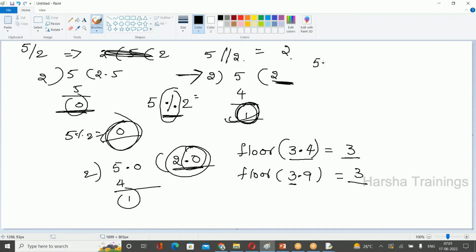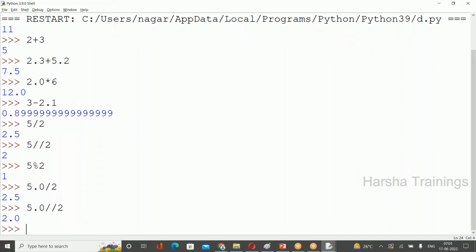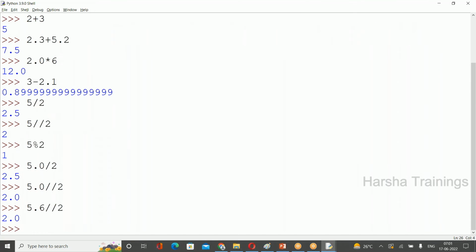Suppose you have a doubt. 5.6 is divided by 2. In this case also it is not 2.3. In this case also it is 2.0 only. So after the point, whatever the value we have, simply ignore the value and place it as 0. See, this is 2.0, 5.6 double slash 2. This is also 2.0. You got my point?